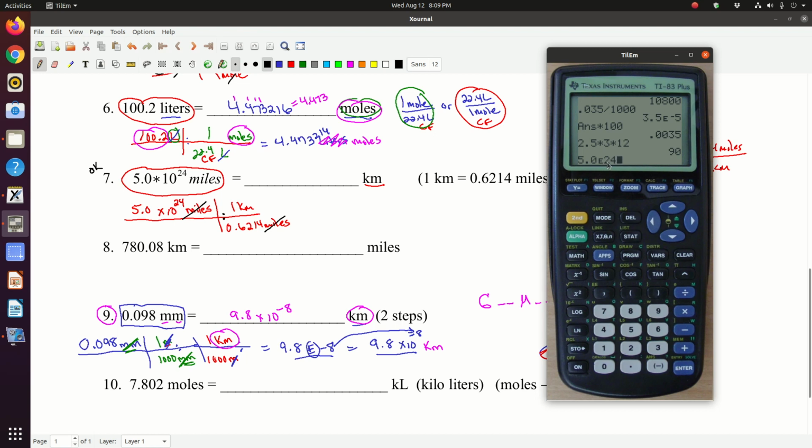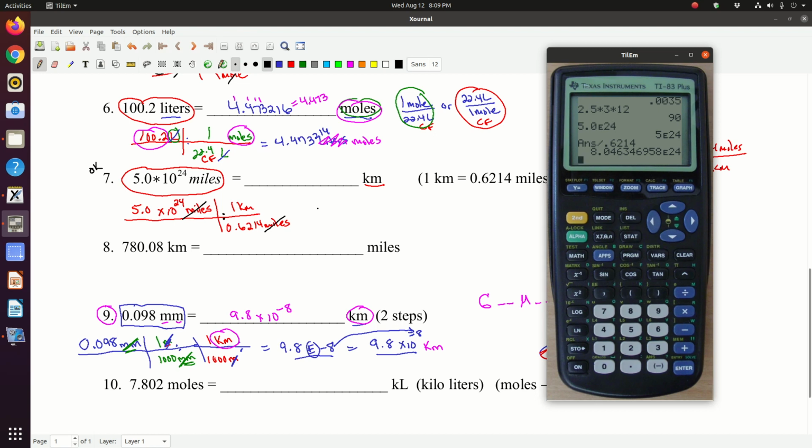And 24 tells me the power. You don't have to put the 10 there. It is already in there. The calculator does it automatically. So that's the number, 5 times 10 to the 24th, and now we're going to divide it by 0.6214, and we get this answer, 8.046346 times 10 to the 24.